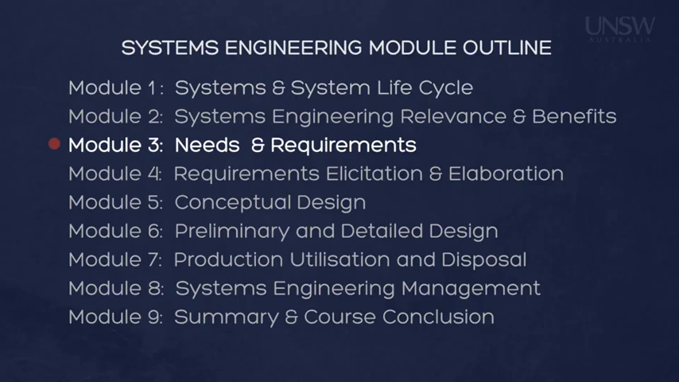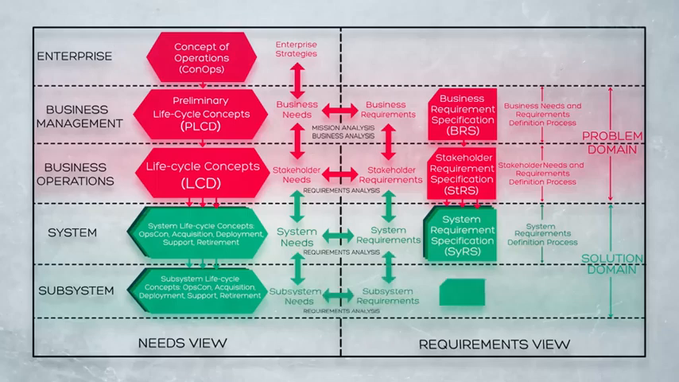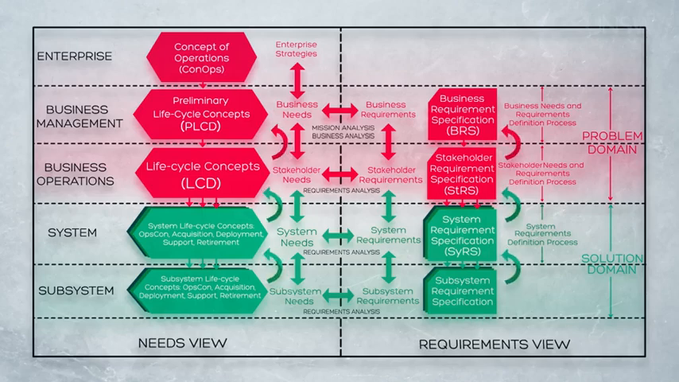Before we begin to look at the various systems engineering activities in more detail in forthcoming modules, in this module, we look at what we mean when we refer to the needs and to the requirements for a system. We examine what we call the needs and requirements views that are developed by business management, business operations, and systems designers. We'll also consider how we might go about developing a set of requirements. We call that process requirements engineering.